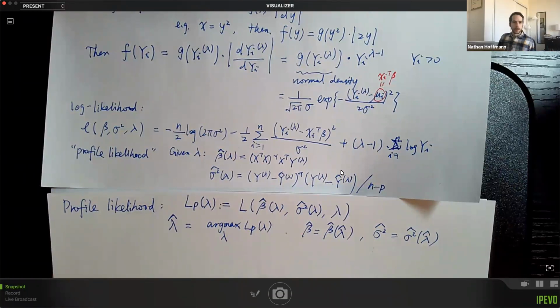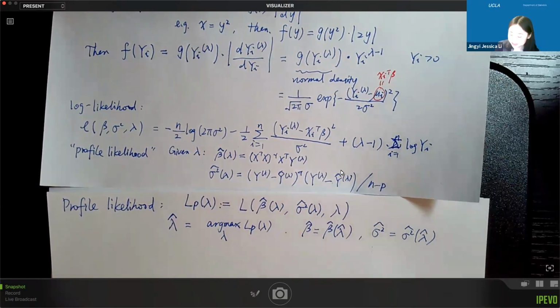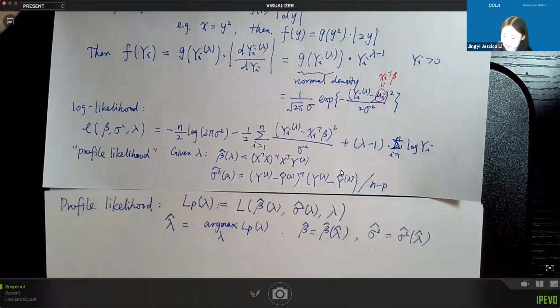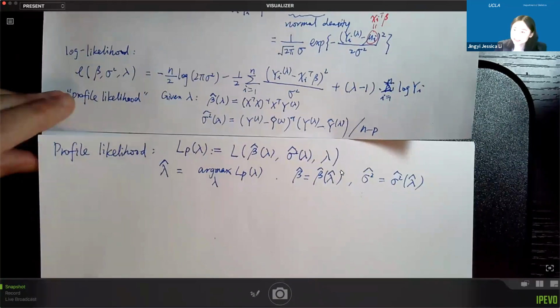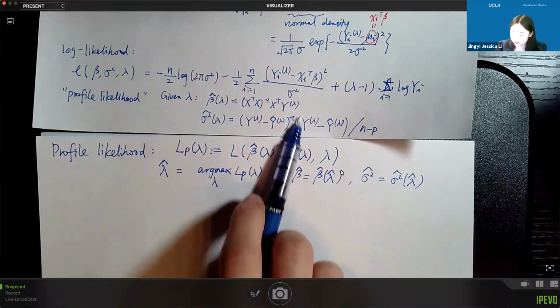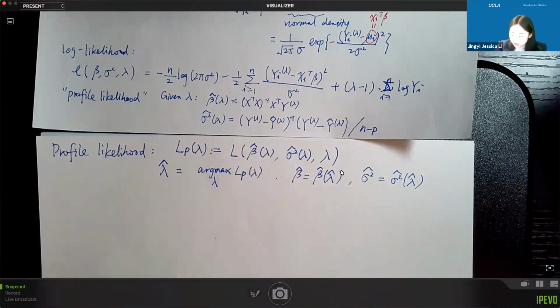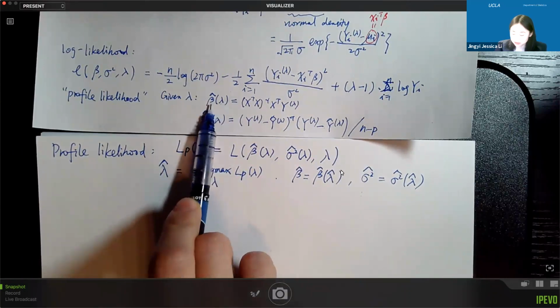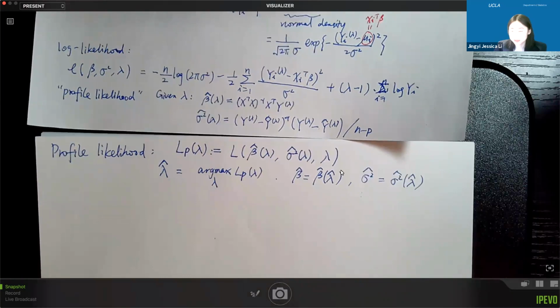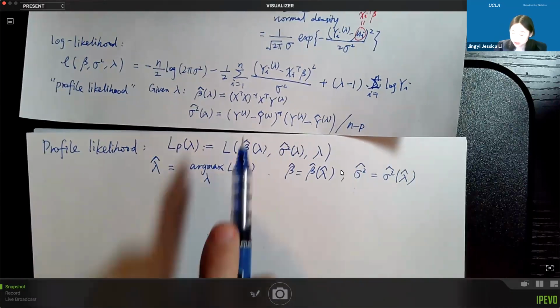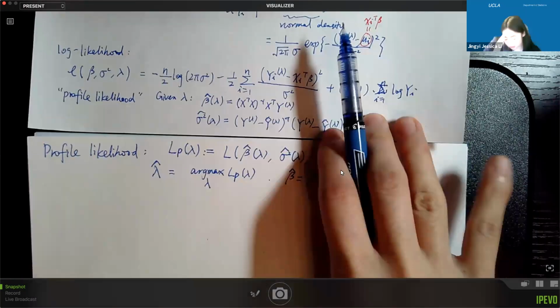I want to say no, but I'm not sure. So if you think about it, I think it's tempting to say no, because it seems that you are not fully using the function information, right? When you try to find the maximizer for beta and sigma squared given a particular lambda. But actually, if you think about it, first of all, let me give you one simple answer.